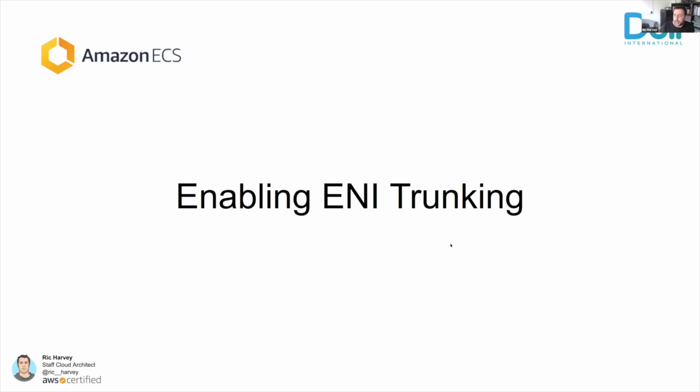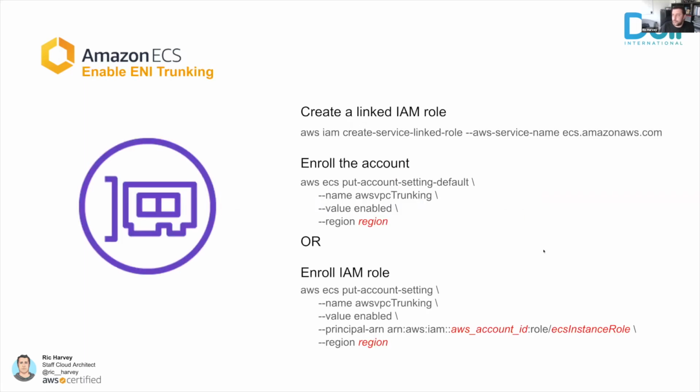So let's have a look at enabling ENI trunking. It's actually relatively simple here. So first of all, you make sure you've got a linked IAM role created. And what this linked IAM role does is allow AWS to basically create that trunk network interface for you. It's allowing them to reach into your account and spin up this special type of network interface.